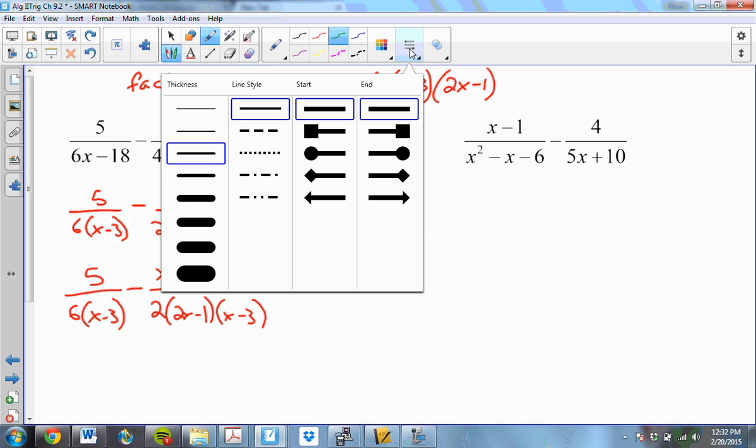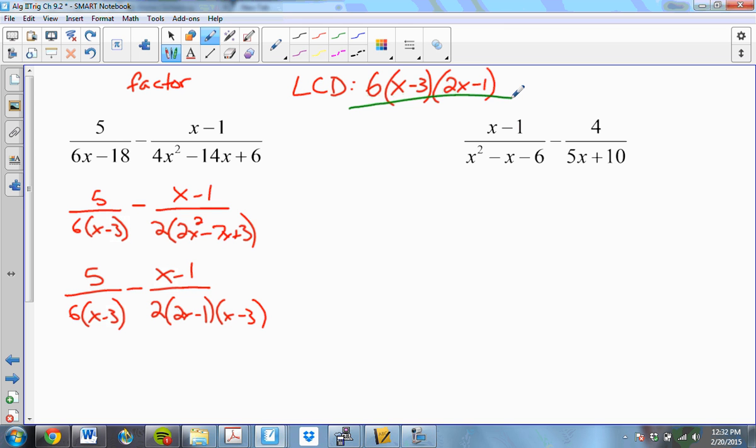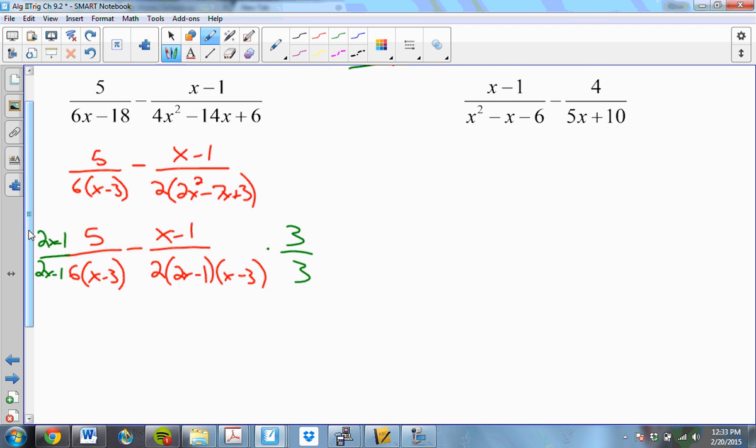So now I start asking the question, what does each side need to look like this? Well, this side needs a 2x minus 1. This side needs 3. And it's going to give me 10x minus 5. Scroll down now. 10x minus 5 minus 3x plus 3. Because remember, I'm distributing this negative. So there's x times 3 is minus 3x. And then negative 1 times 3 is negative 3, but then the negative sign changes it. So I have this over my LCD, which was 6, x minus 3, 2x minus 1.